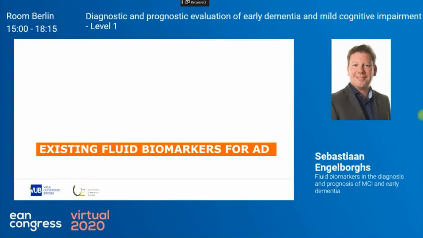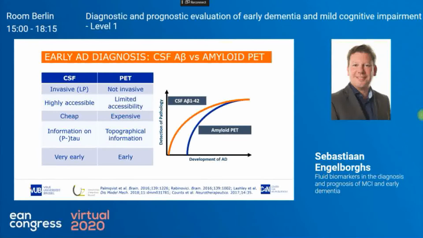Let's now have a look at the existing fluid biomarkers for Alzheimer's disease. The cerebrospinal fluid offers a window to the brain. And so it reflects the brain metabolism, and also pathological changes that occur in the brain can be detected in the CSF. To acquire CSF, we have to perform a lumbar puncture, which is of course an invasive procedure that is, however, well accepted.